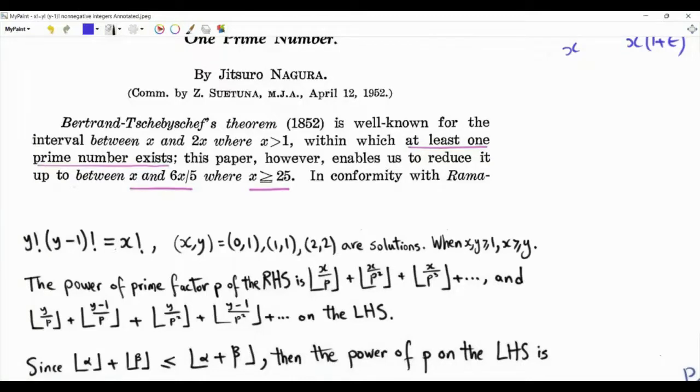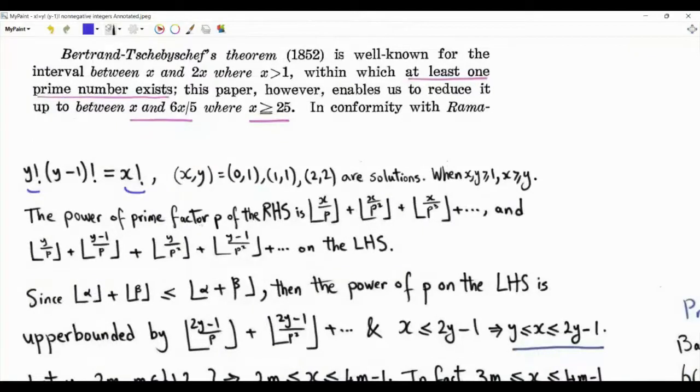Note that if x and y are strictly positive, then x is greater than or equal to y, because on the left-hand side, we have the factorial of x. On the right-hand side, we have the factorial of y times y minus 1 factorial. The power of prime factor p of the left-hand side, which is x factorial, is the floor of x over p plus the floor of x over p squared plus the floor of x over p cubed, and so forth. This is just Legendre's formula.